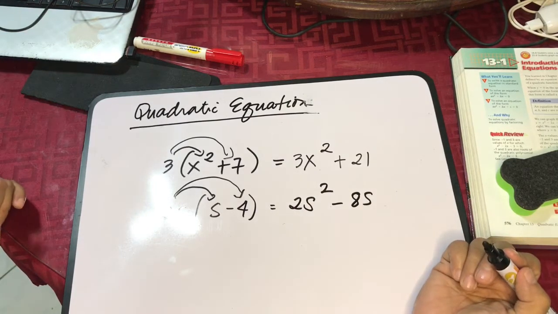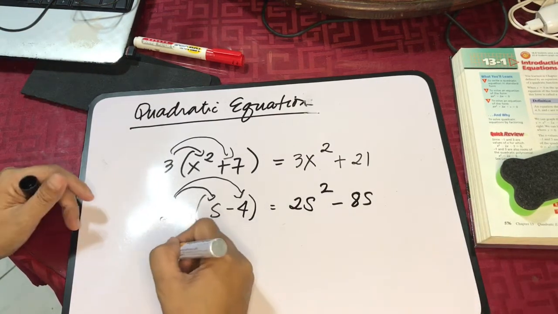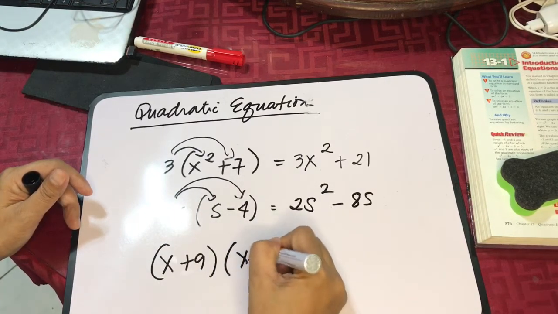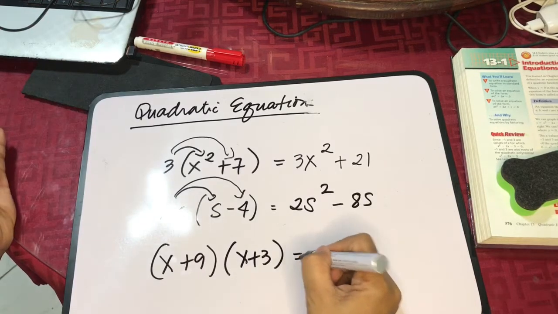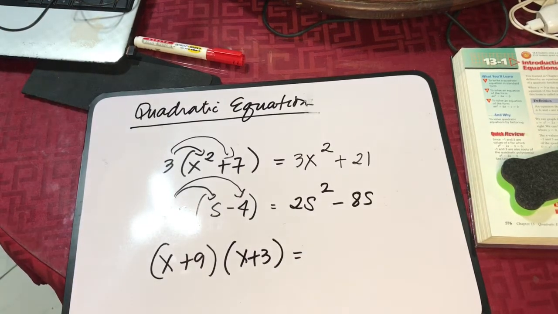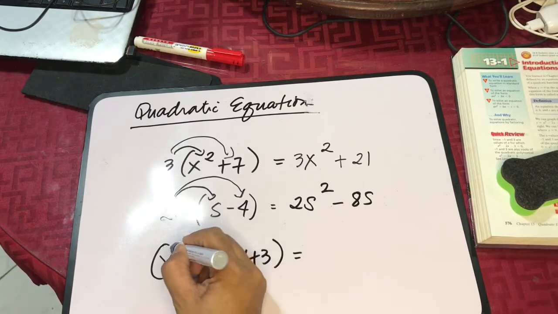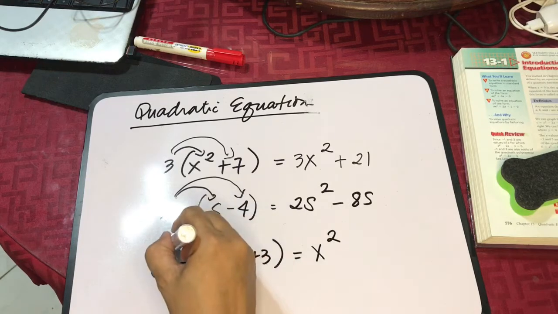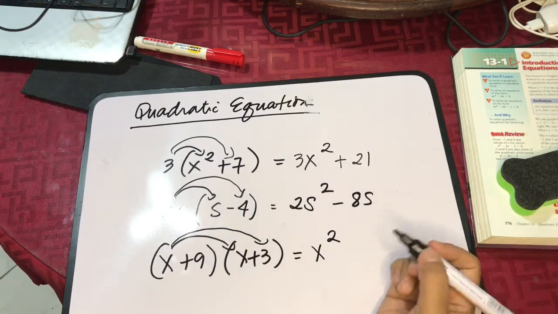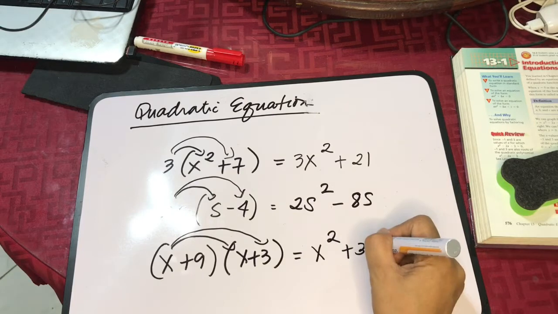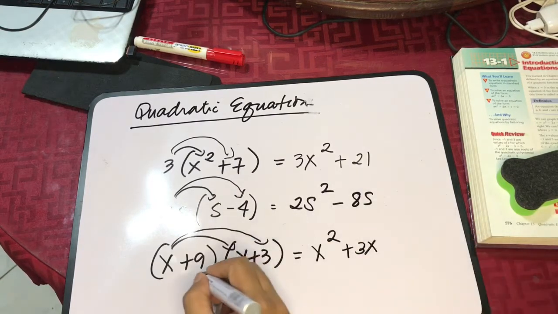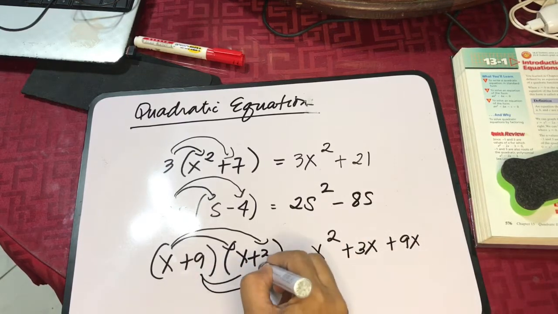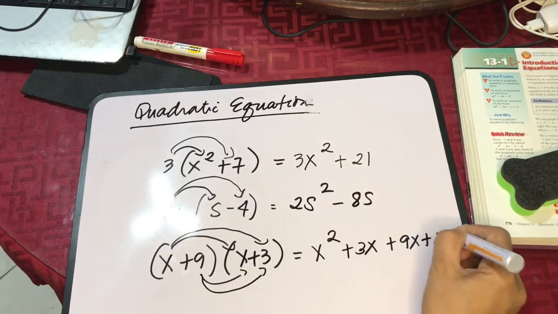Okay. Then, let's say for example, you have x plus 9 times x plus 3. Now, how are we going to multiply this equation? So first, you're going to multiply x times x. So you have x squared. Then you're going to multiply x times 3, which will give you 3x. 9 times x, so you have 9x. And 9 times 3 will give you 27.